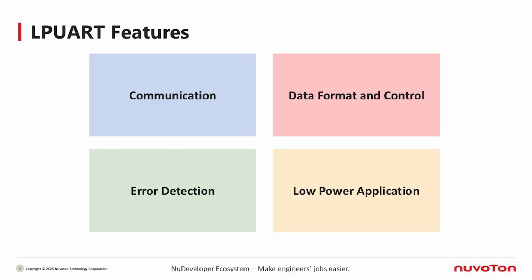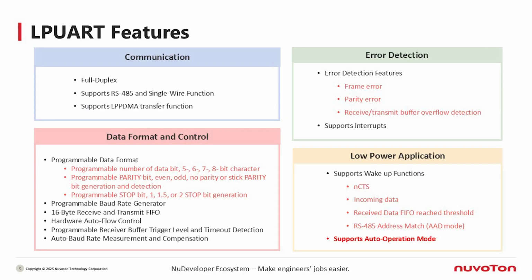Next, we will introduce the main features of the Low Power UART. We will explore them from four key aspects: communication, data format and control, error detection, and low power application. First, let's talk about communication. The Low Power UART supports full duplex data transmission, and it can work in RS-485 mode or single wire mode. It also supports low power PDMA, which is very important when you want to reduce CPU activity and lower the system power consumption.